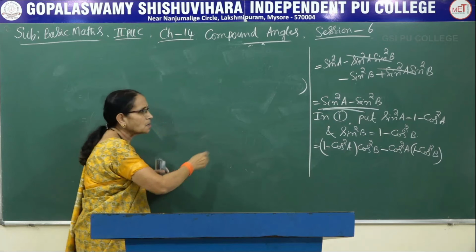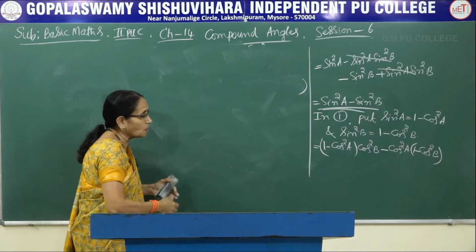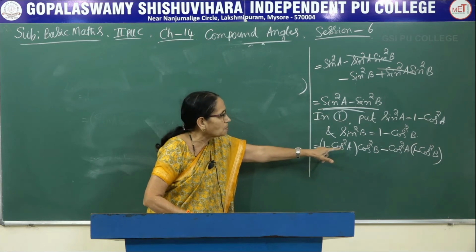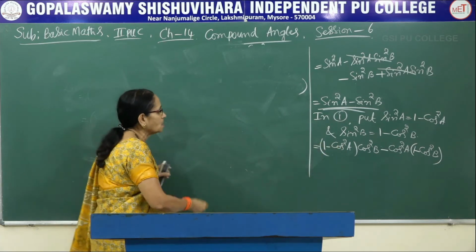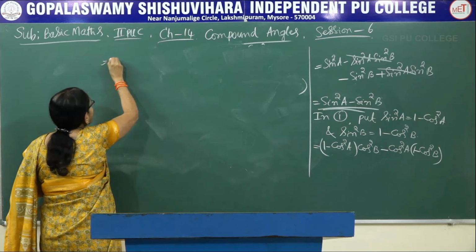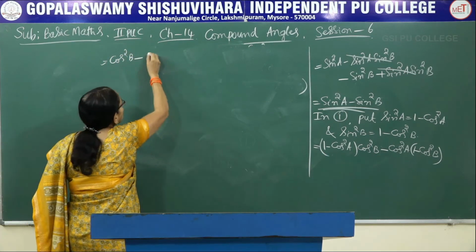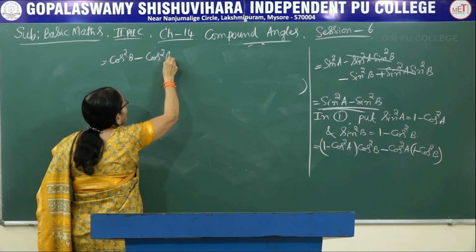Now, remove the bracket. Be careful when you multiply. There are two terms inside the bracket. Both of them should be multiplied by the term outside the bracket. So 1 into cos square b becomes cos square b, minus cos square a into cos square b.